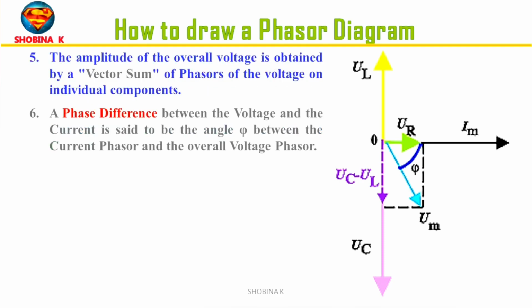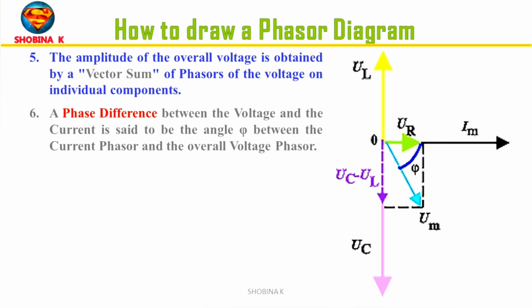The amplitude of the overall voltage is obtained by the vector sum of the phasors of voltage on the individual components. First we subtract the voltage on the capacitor UC from the voltage on the coil UL. In the picture it is drawn in purple. Then we add this vector and the vector of the voltage on the resistor UR. The phasor of the voltage amplitude of the entire circuit is represented by light blue.